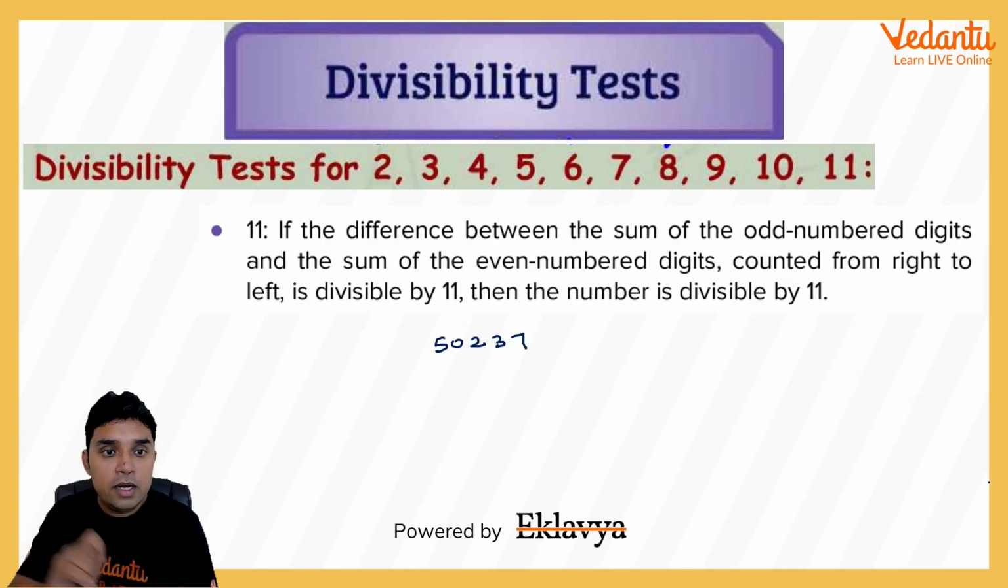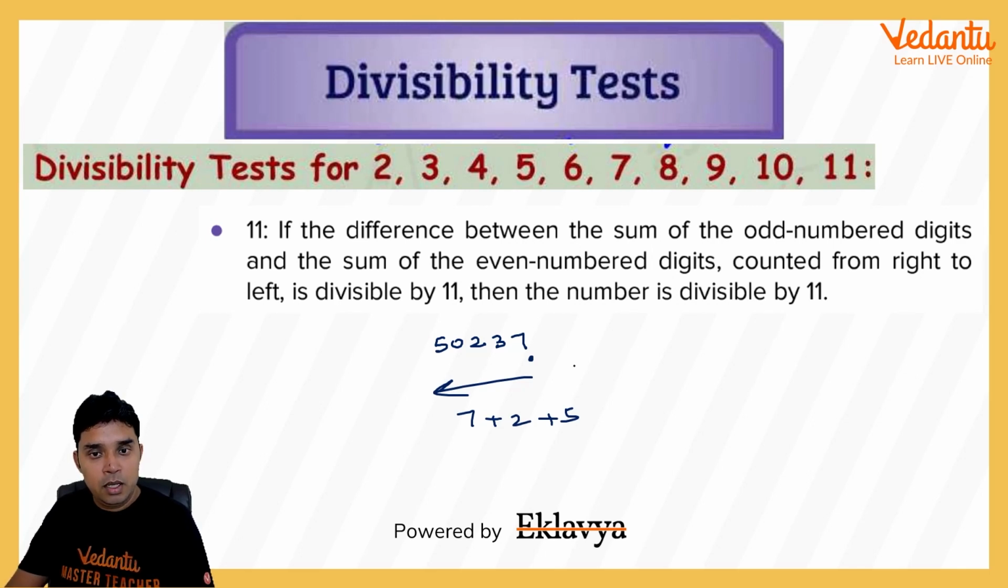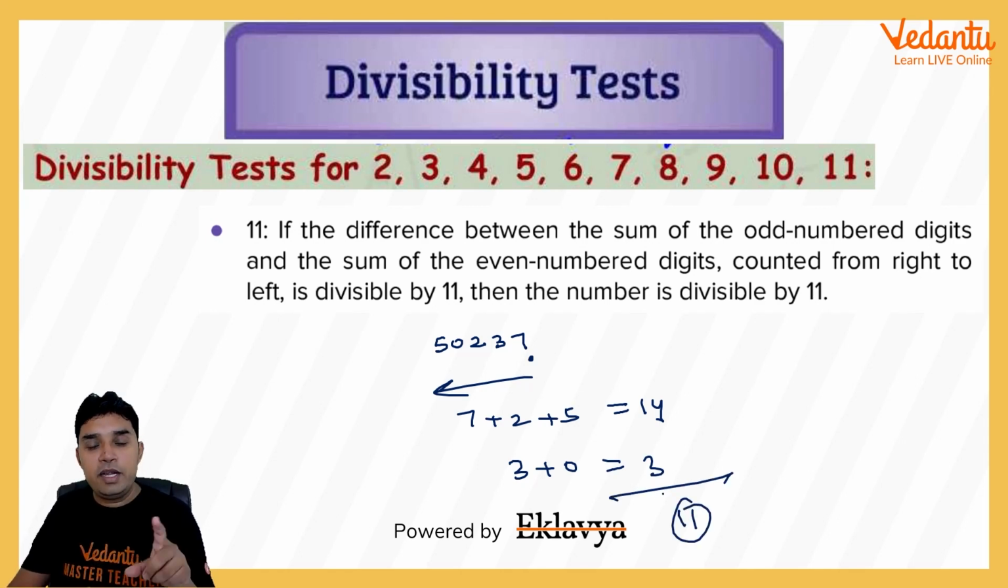Now coming to the divisibility test of 11. Very simple. If the difference between the sum of odd-numbered digits and the sum of even-numbered digits, counted from right to left, is divisible by 11, then the number is divisible by 11. For example, for this number, I have taken from right to left: 7 plus 2 plus 5, it will be 14. The other numbers are 3 plus 0, their sum is 3, and you can see the difference is 11, hence this number will be divisible by 11.